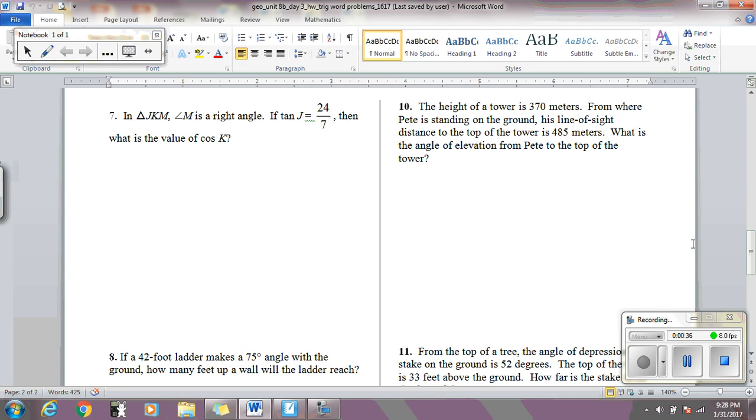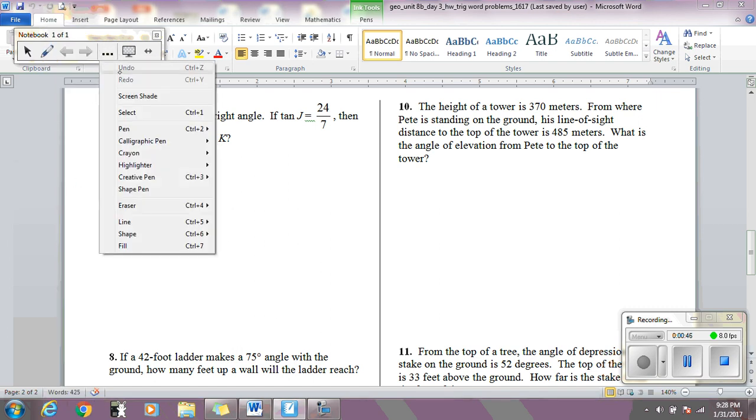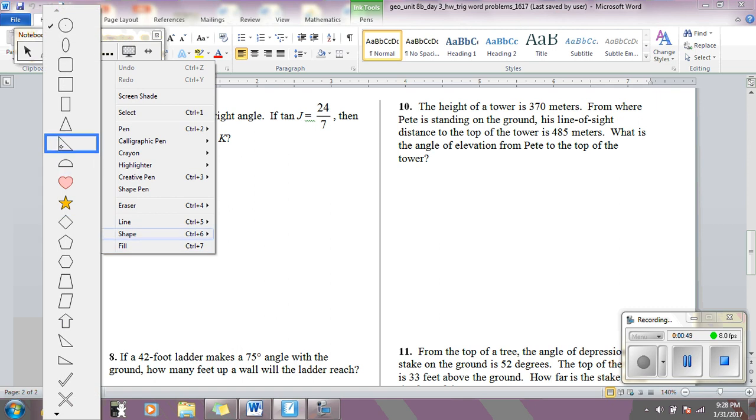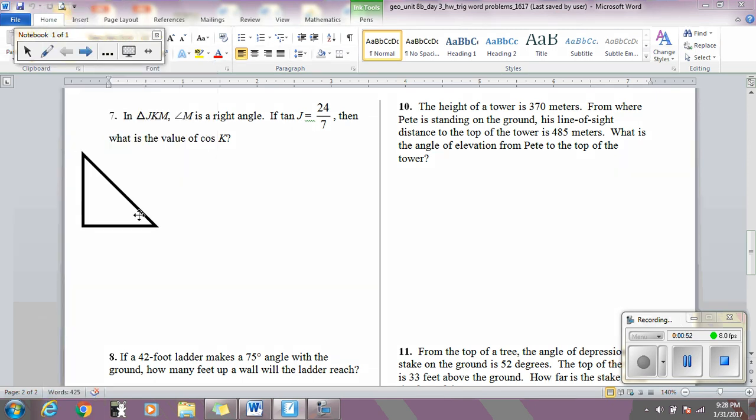So in number 7, it says, in triangle JKM, angle M is the right angle. So let's draw this triangle. I'm going to cheat a little bit. So here's my right angle. There's M, and then I can put J and K wherever my heart desires. It says tan of J equals 24 over 7. If you remember from SOHCAHTOA, tangent is always opposite over adjacent. So that means opposite of J is 24 and adjacent to J is 7.